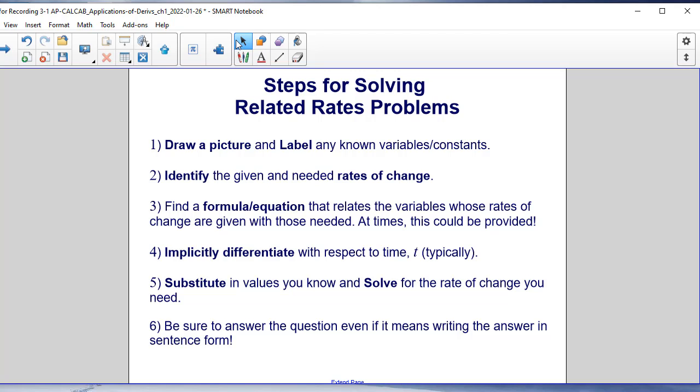Number 1, draw a picture and label any known variables and constants. Number 2, identify the given and needed rates of change. Number 3, find a formula or equation that relates the variables whose rates of change are given with those needed, and this could be provided. Number 4, implicitly differentiate with respect to time. Typically, it's going to be t. Number 5, substitute in the values you know and solve for the rate of change you need to find. Number 6, be sure to answer the question, even if it means writing the answer in sentence form.